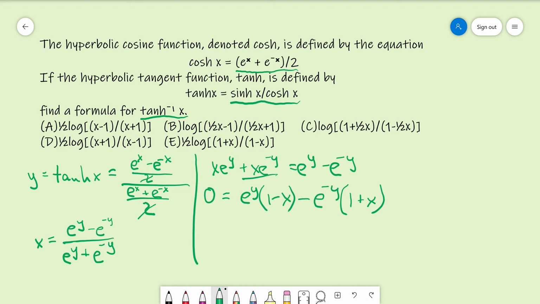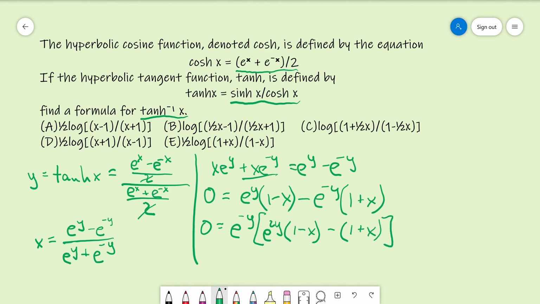Alright, now we can factor out an e to the negative y. So that'll give us 0 equals e to the negative y times e to the 2y, right? Because e to the negative y times e to the 2y is just e to the y, times 1 minus x, minus, we factored out the e to the negative y, so we just get minus 1 plus x.